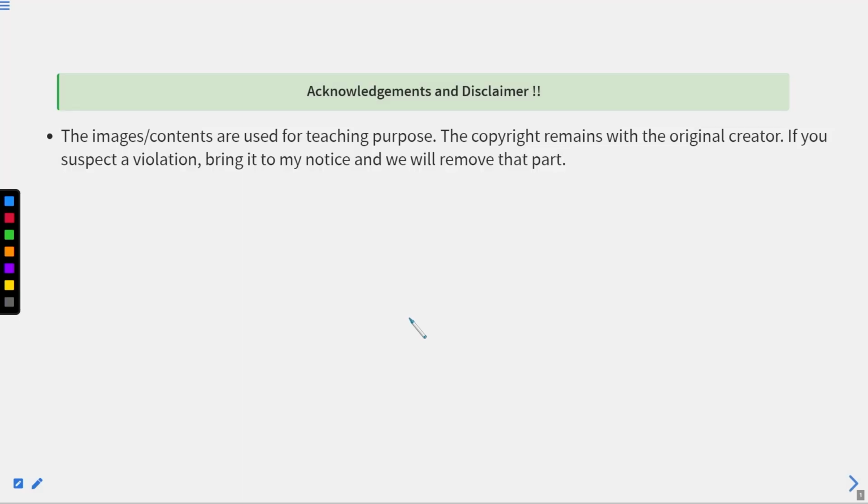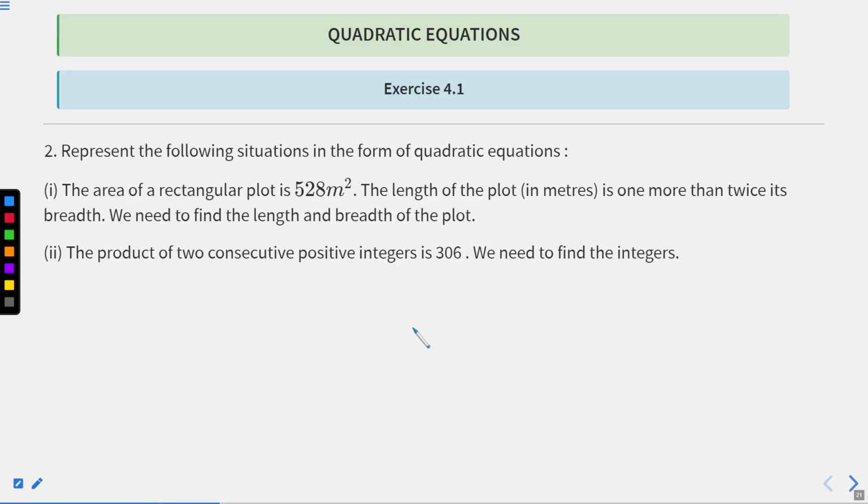Hello students, welcome to this lecture on quadratic equation. In this lecture, we will continue exercise 4.1. In our previous lecture, we started exercise 4.1 and solved question number 1. So in this lecture, we'll start from exercise 4.1, question number 2.